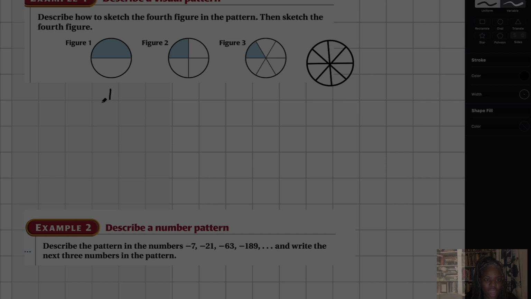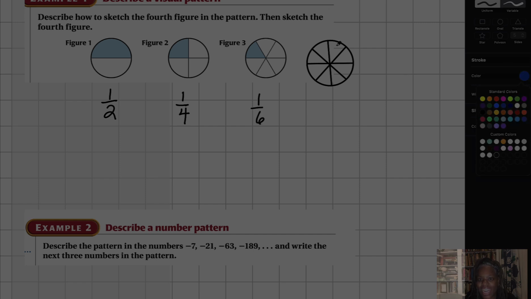Here we shade 1 out of 2. Here we shade 1 out of 4. 1 out of 6, or 1/6. So it looks like it makes sense for us to shade 1 out of 8. And so that's what we're doing here. So what we've used is inductive reasoning. We looked at the pattern and we saw if we can continue it. And that's what we did.